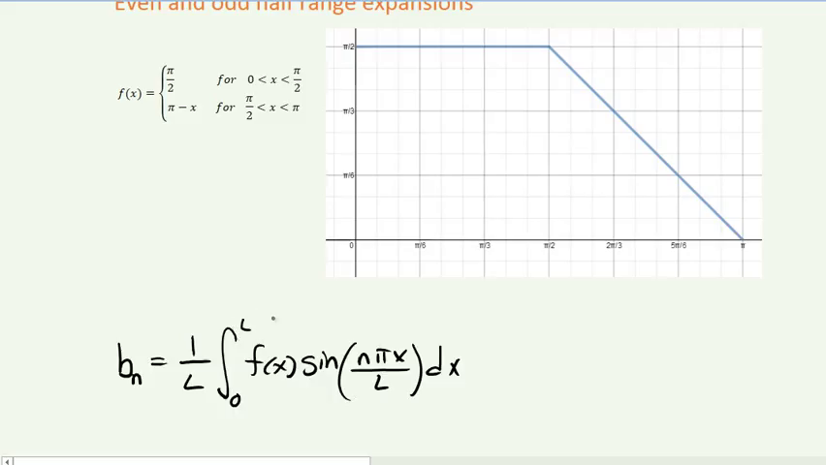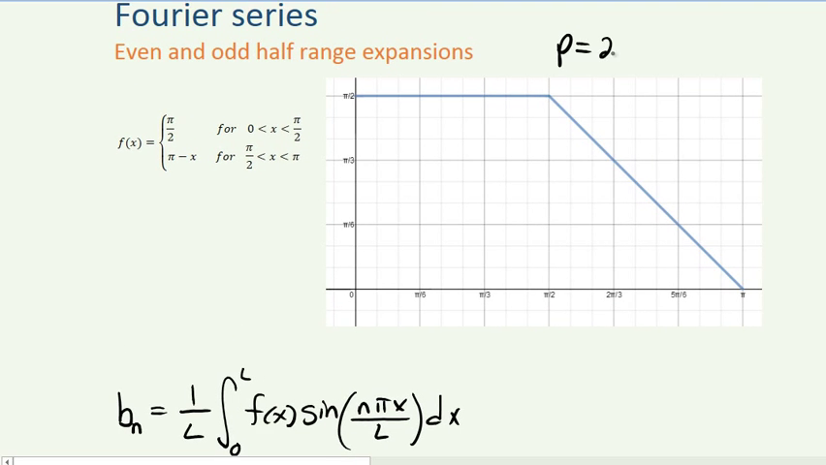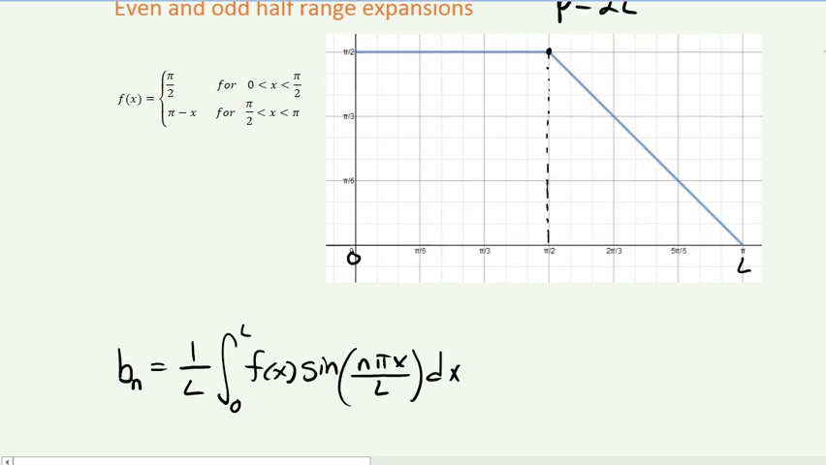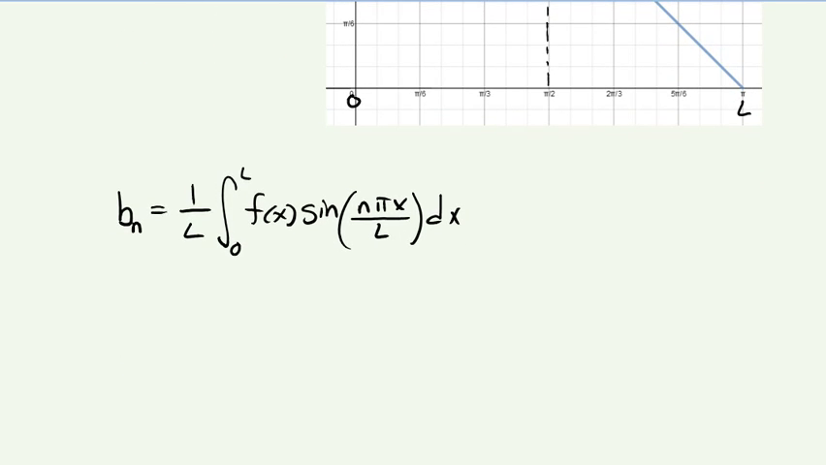We can find L just by saying that if the period is equal to 2L, and this is half of the period, then we can say that the beginning of this function would be 0 and the end of the function would be L. Alright, so now what we're going to do is just plug in what we know about L, and we're going to say that Bn will be equal to 1 over pi all times the integral.